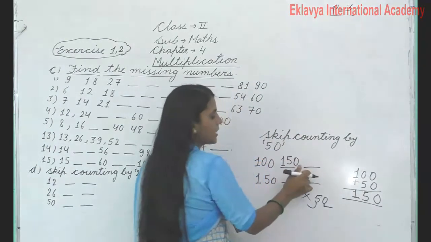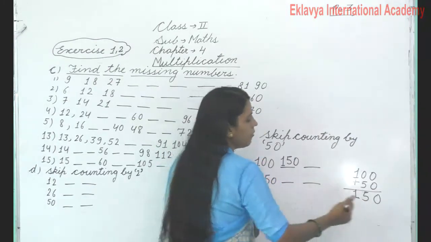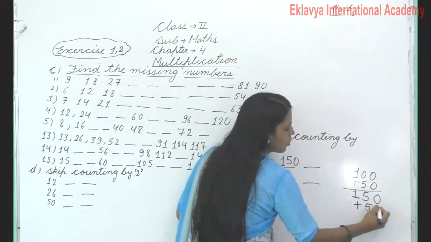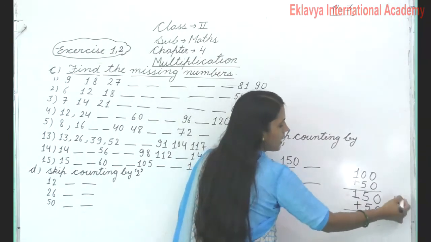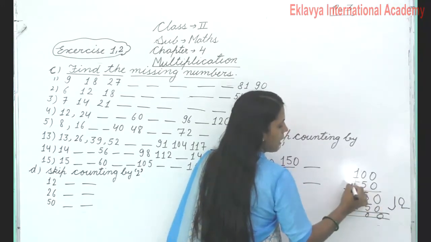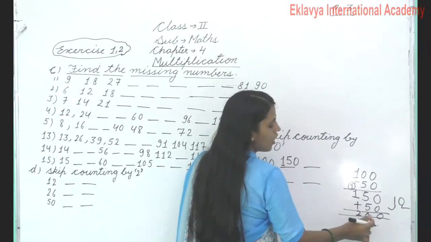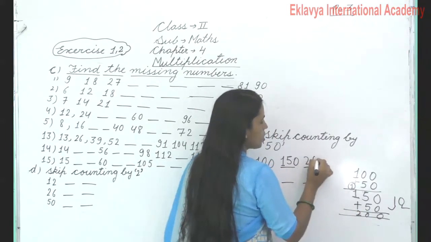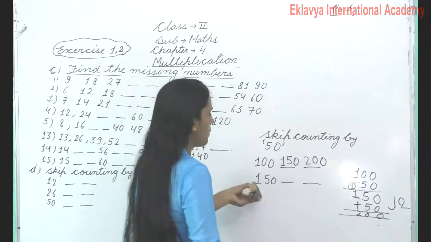Got it? And for the next answer we will add again like this. You have 150, we will add 50 again in this question. Like 0 and 0 is 0, 5 and 5 is 10, 10 is your tens number, we will put the ones number here and the tens number on the upper side. Got it? 1 and 1 is 2 here, so what is this? Your 200, like this 200. Okay, got it? And the same way you can do it.